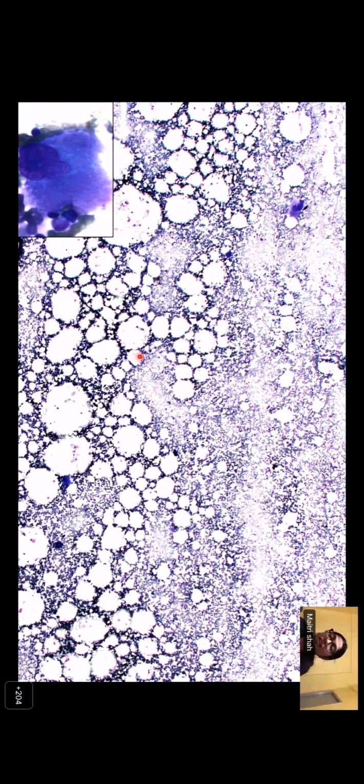Here we are seeing a hypercellular marrow, and at this power it looks okay. Here on this power, we are seeing a few scattered megakaryocytes, and the inset shows a dysplastic megakaryocyte with hypolobation and eccentric nucleus. Why dysplastic? Can you please tell me? Because I have taken histology. It looks hypolobated, and the nucleus is also very eccentric.